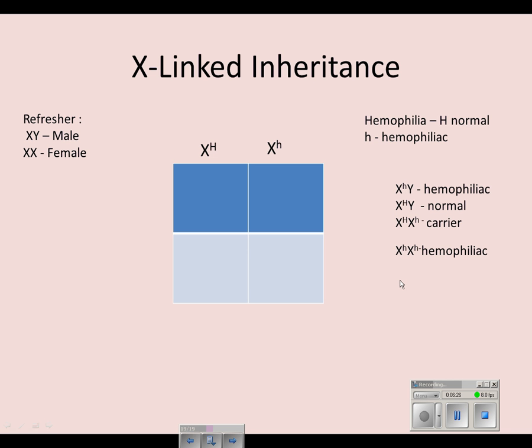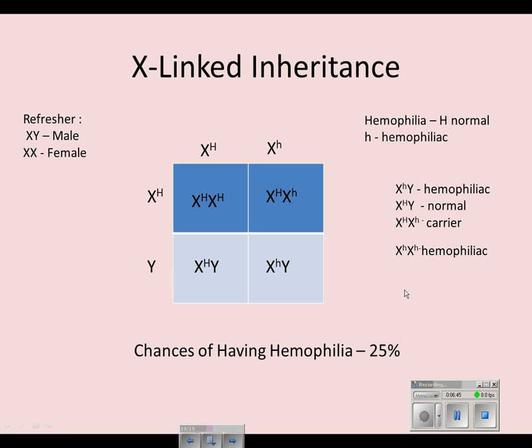So let's look at a parent that is a carrier, and the father will be normal. Our outcome, we would have a daughter that would be normal, another daughter that would be a carrier, a male that would be normal, and a male that would have hemophilia. So the chances of having hemophilia in this case are 25%, but there's also a 75% chance that the child born to these parents would not have hemophilia.